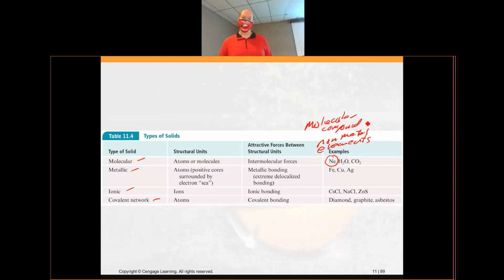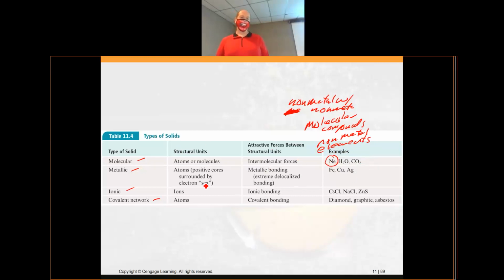Remember, to make a molecular compound, that would be a non-metal with a non-metal. So H and O, two nonmetals: water is a molecular compound. You freeze it into ice, and that is a molecular solid. CO2, carbon and oxygen, both nonmetals: dry ice, a molecular solid.